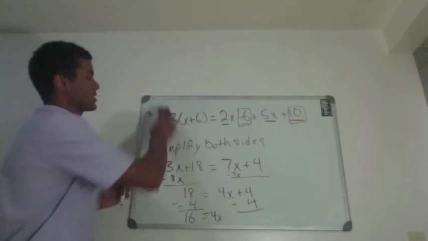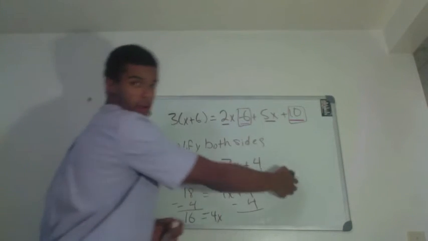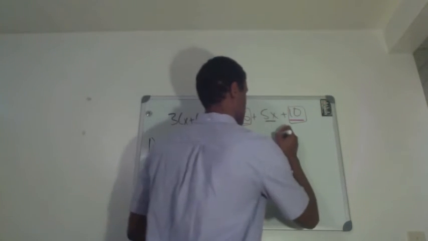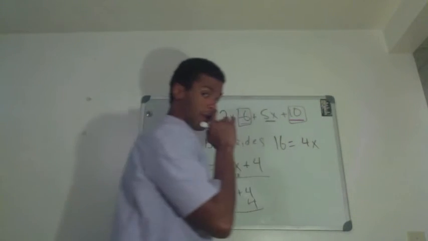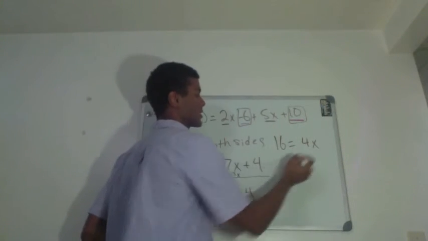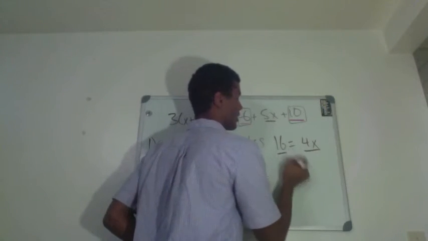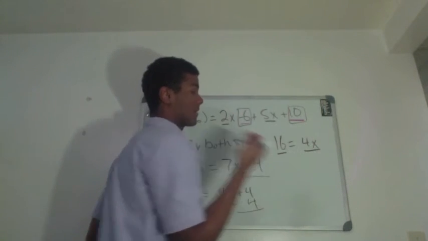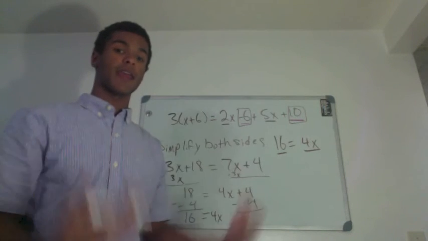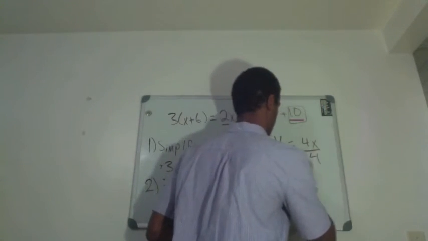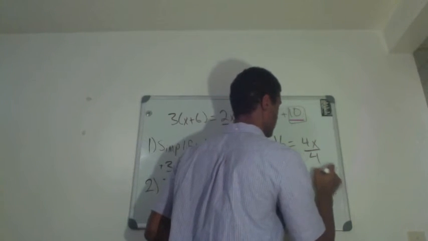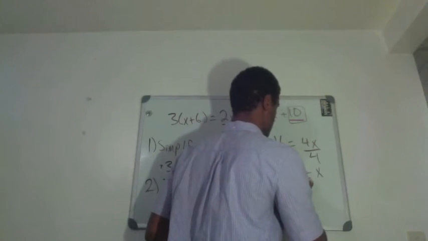So what I'm going to do is erase up here. Actually, I'll write it over here. Here we go. So 16 equals 4x. Now our next step is to divide both sides of this equation by 4. Because this x is multiplied by 4, we have to take the inverse operation of that, which is division, and divide by 4. And there we see that we get x equals 16.